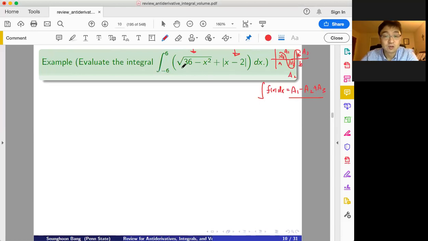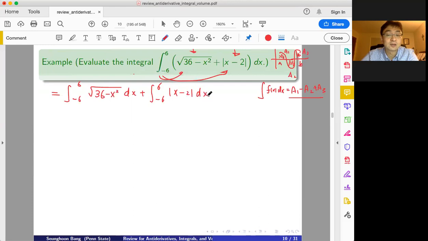You can use net area. So first, do you know the graph of this one? First, it is better to distribute the integral, like this. So this is the same as the integral from -6 to 6 of the square root of 36 minus x squared dx plus the integral from -6 to 6 of the absolute value of x minus 2 dx. You can split it into two integrals.